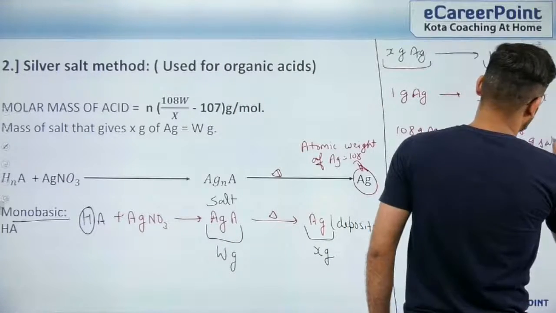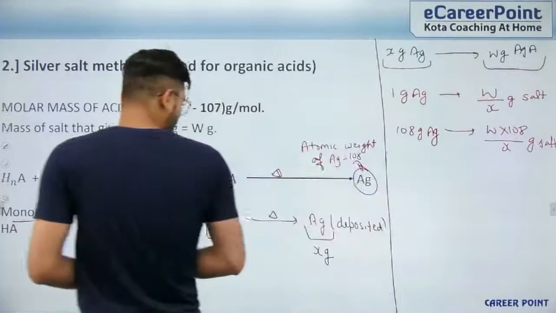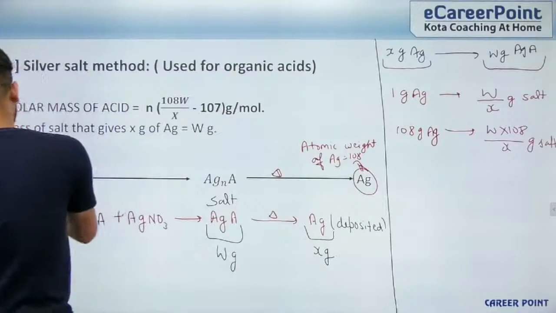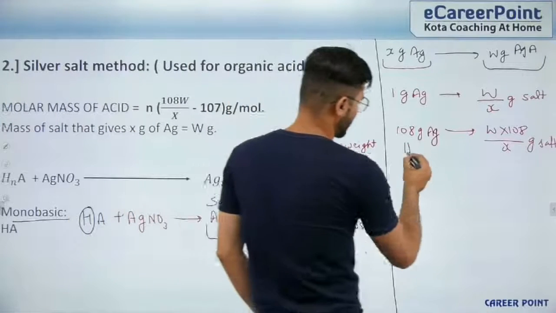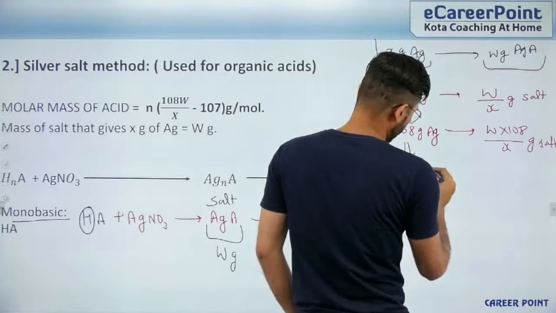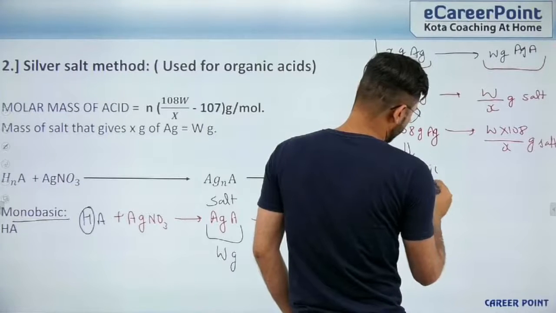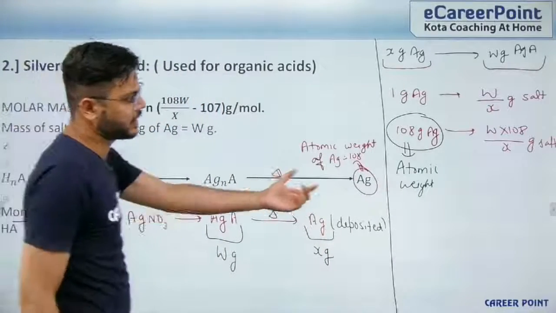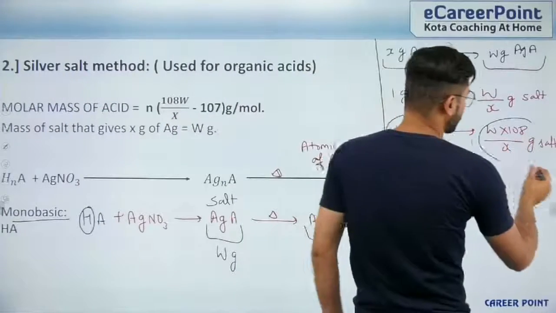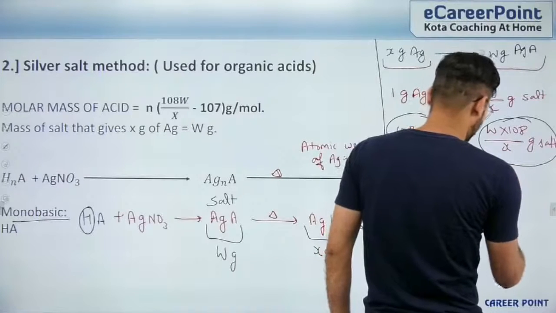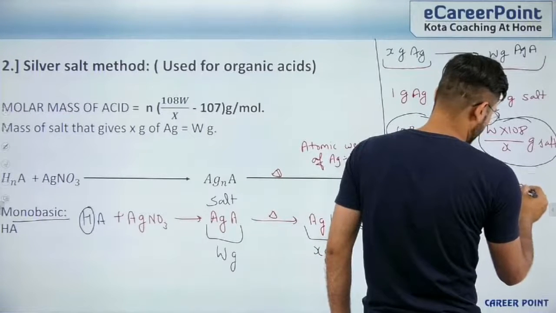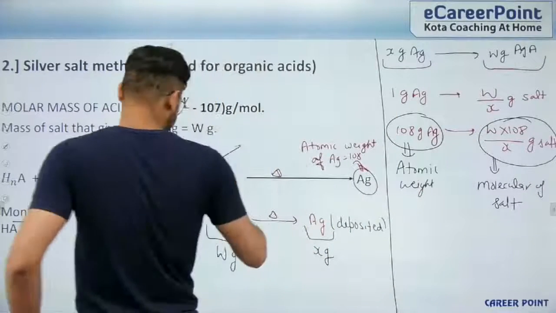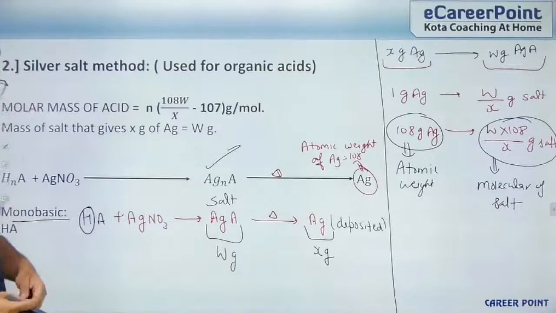Now you will say, what is the profit of doing this? The profit is that this is actually the molecular weight. It gives the information that if we want to produce one mole of silver, we require one mole of salt. So this is actually the molecular weight of the salt. So we got the molecular weight of the silver salt.